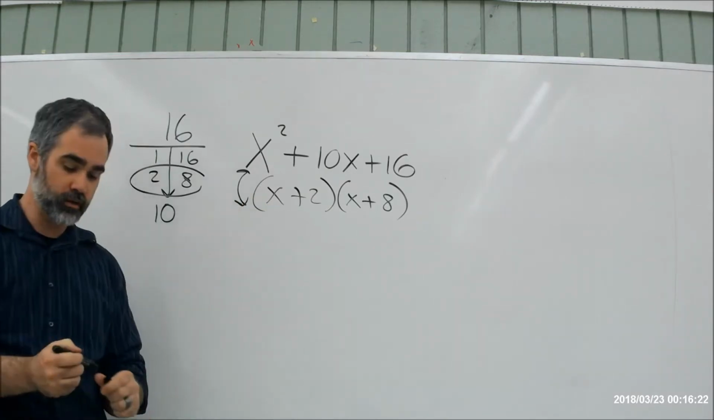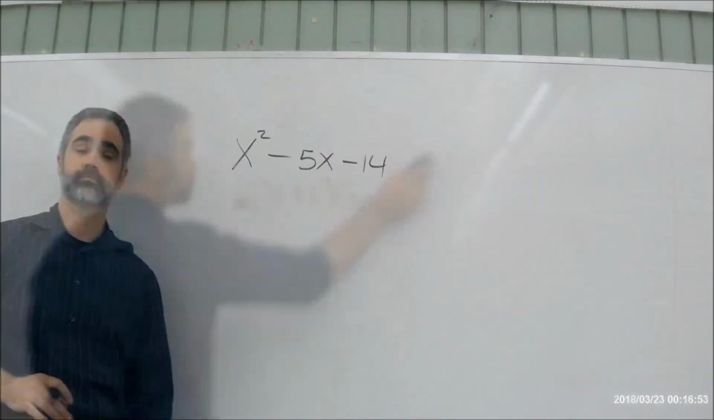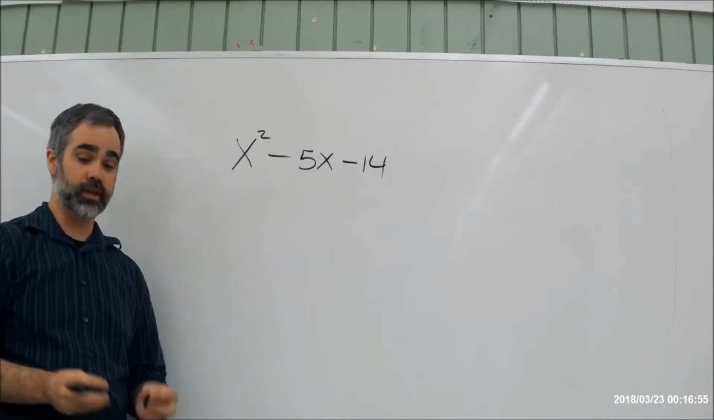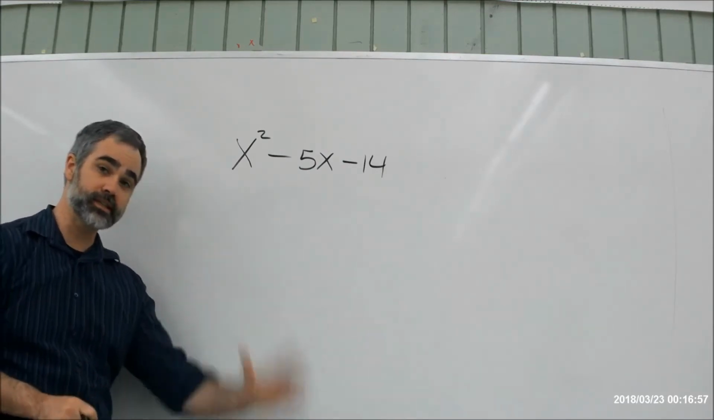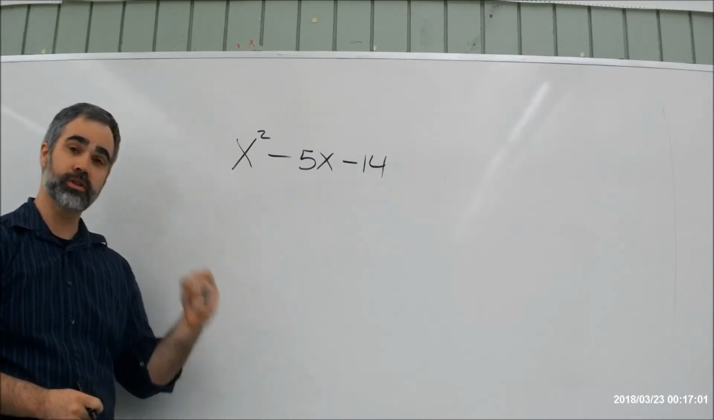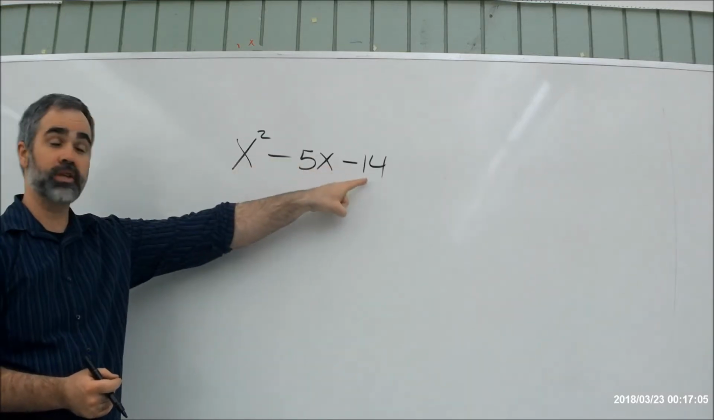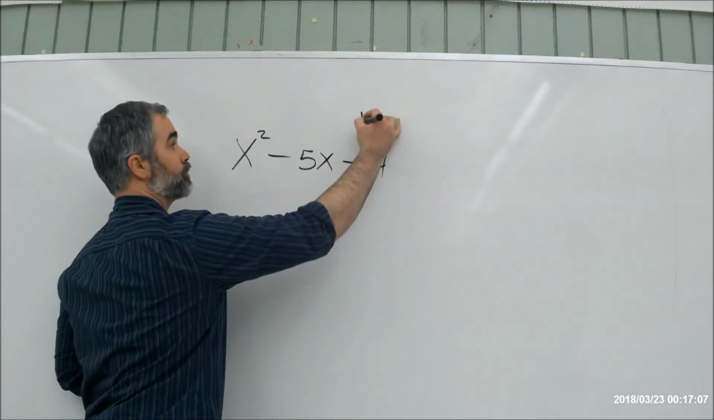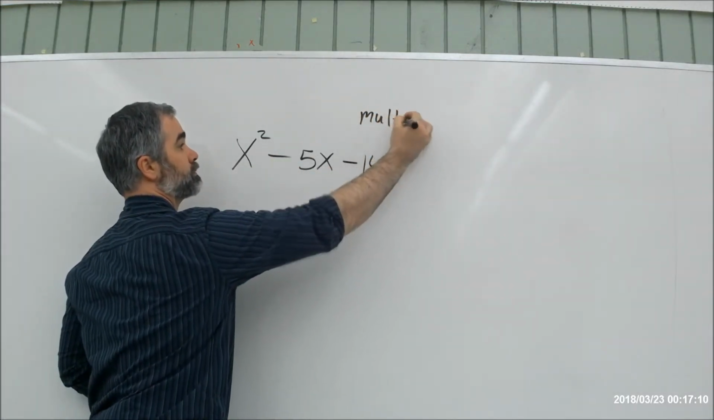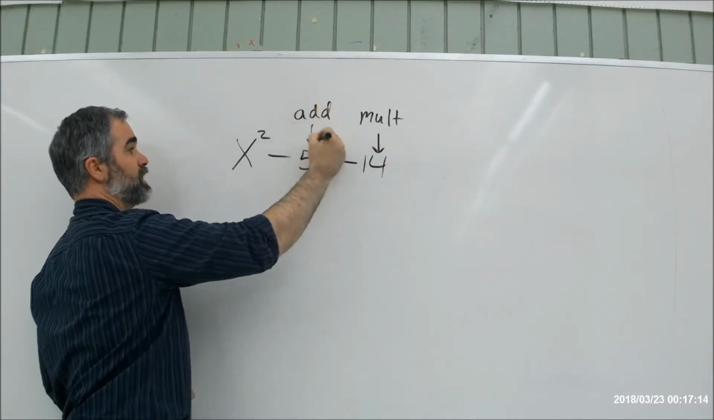All right, let's try another one. I'm going to throw some negatives in here. So here's another possibility that you could see. Notice everything's negative in this except for the x squared, so be careful of that. But we're still going to do that same pattern. We're going to be looking for two numbers that multiply to give you negative 14, and add to be negative 5.